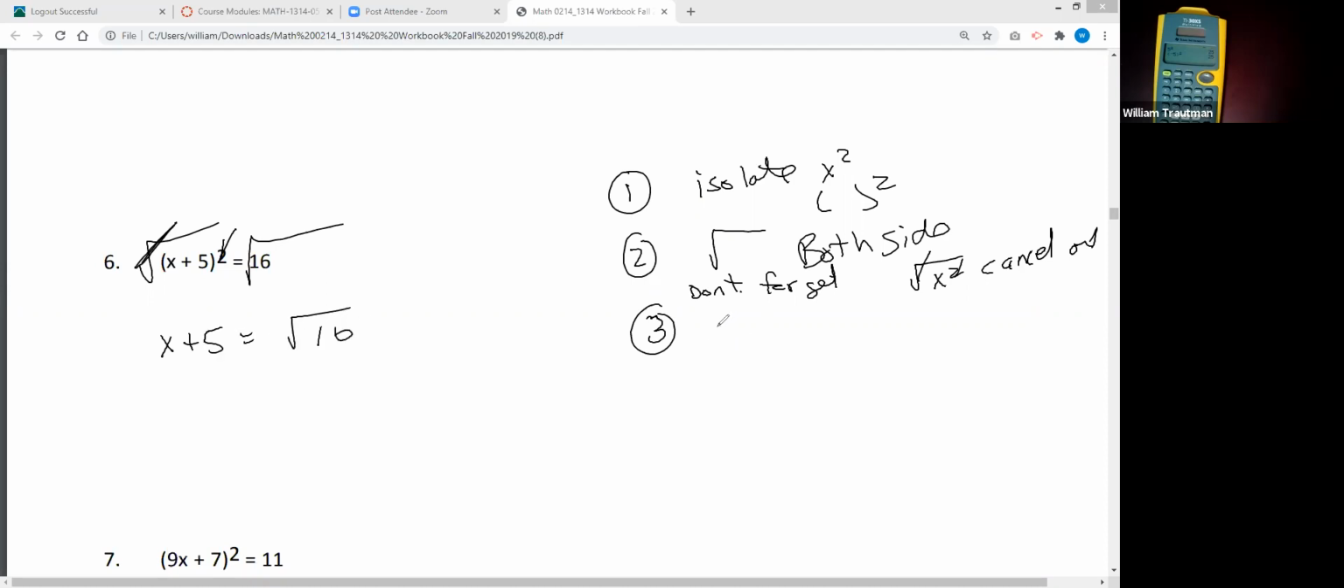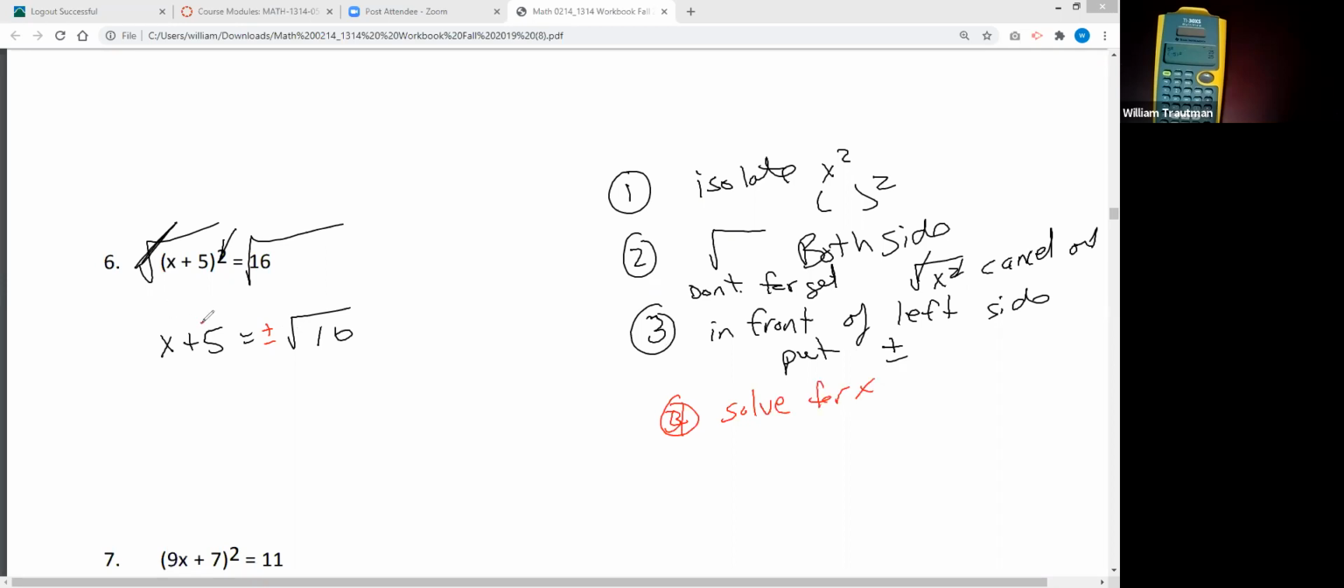Step 3, also in front of the left side, put plus or minus. So in front of the left side, I'm going to put a plus or minus, because there's 2 possible answers. We already said that. And now step 4, solve for x.